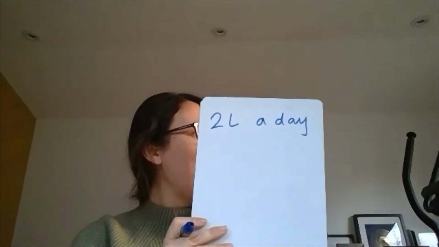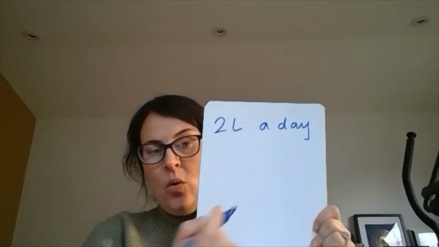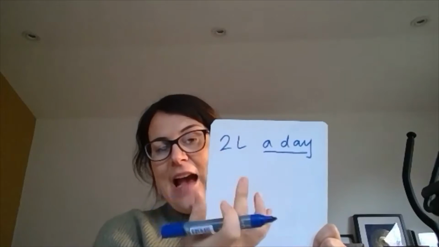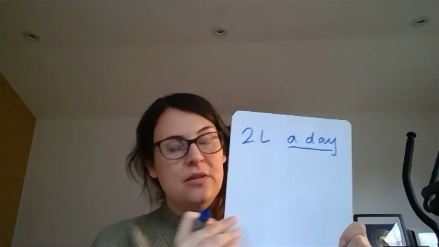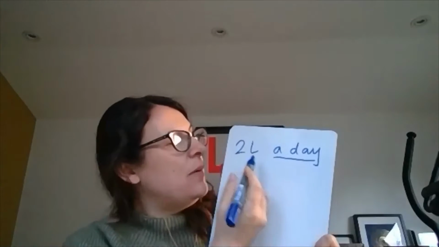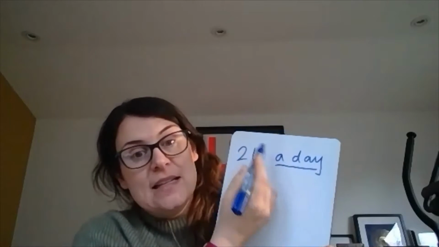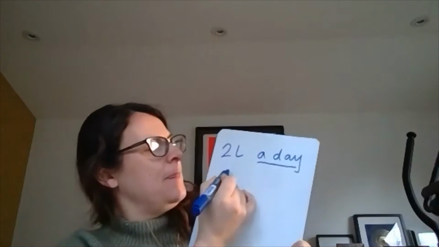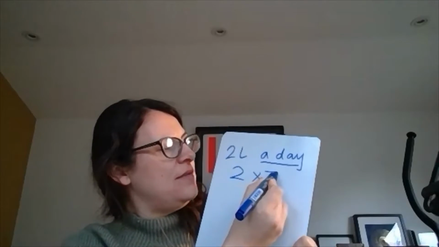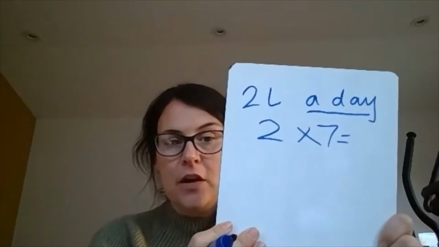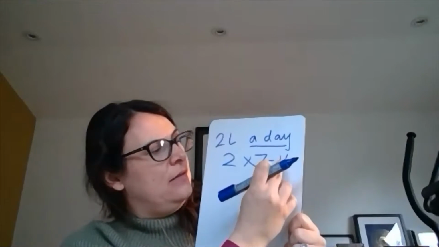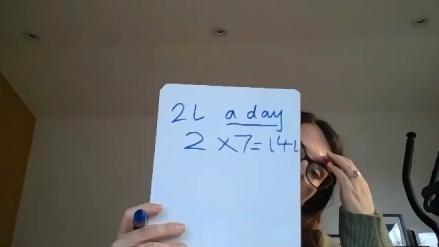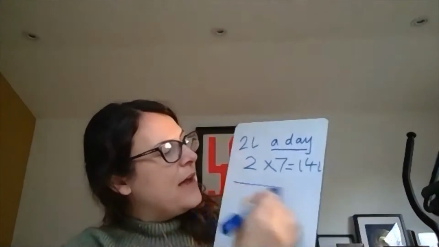Now we want to know how much she drinks in a week. Well, we've been given a really key bit of information here. 2 litres a day. How many days are there in a week? There are 7. So all we need to do is multiply the number of litres she drinks in one day by the number of days in a week, which is 7. So 2 times 7, I know that you all know, is 14. So the answer is that Sarah drinks 14 litres in a week.